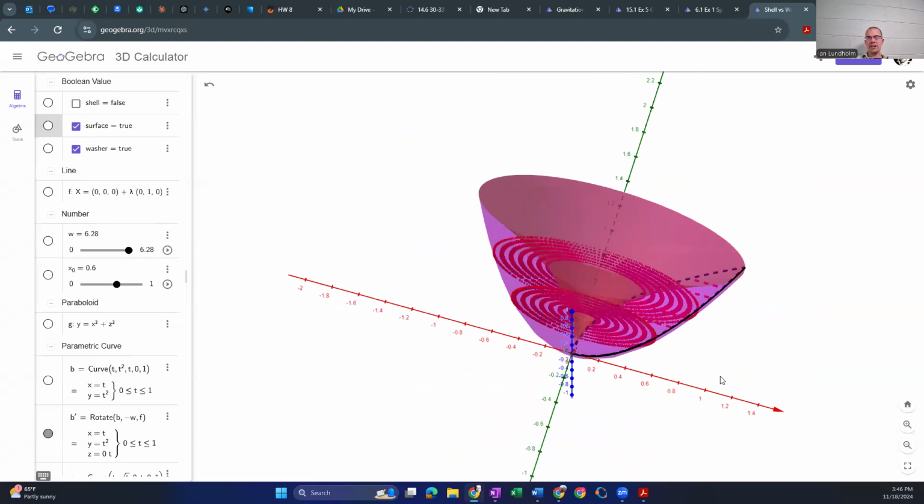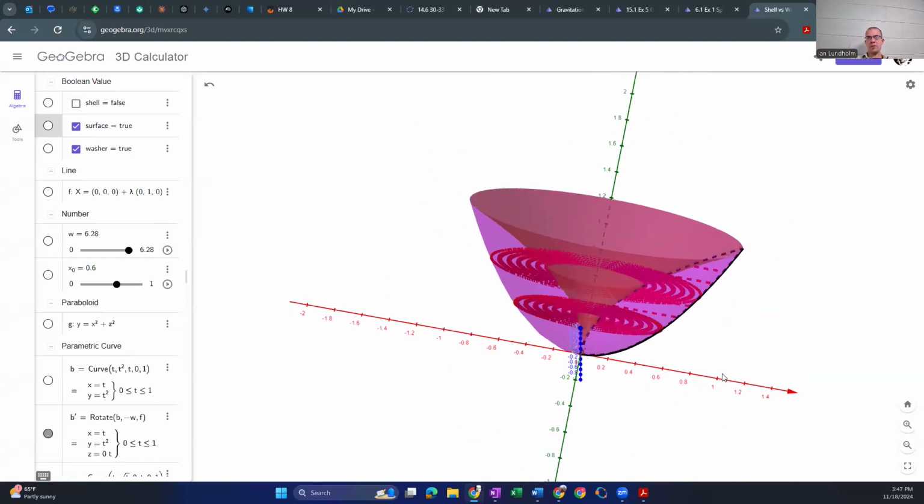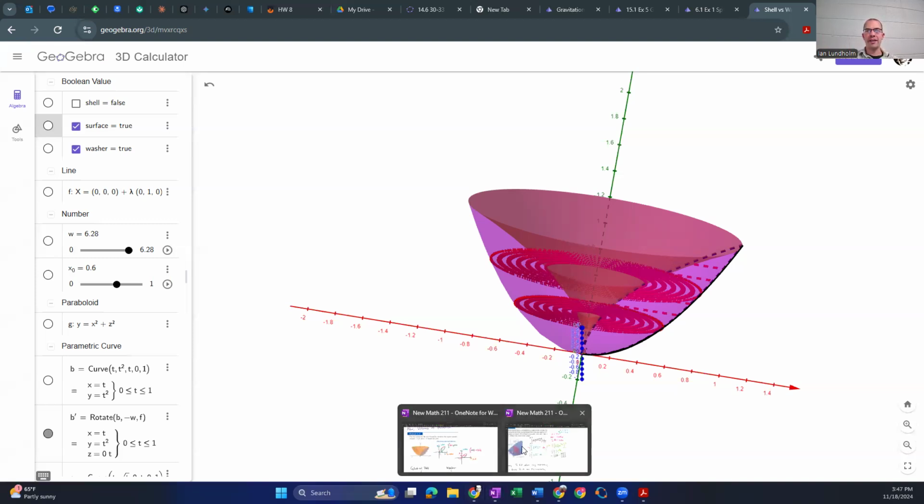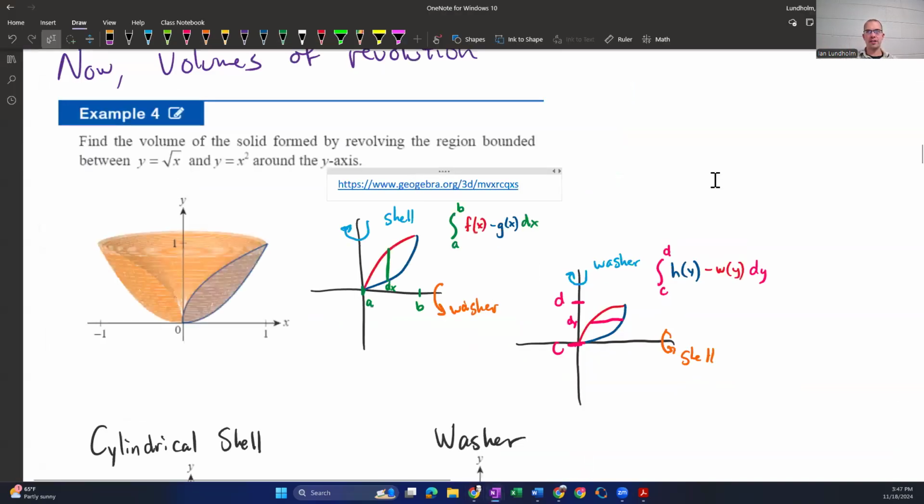So I tried to pick this first example as one that we could do either way. And both of these methods look good. Let's go ahead and try to look at the particulars of this.